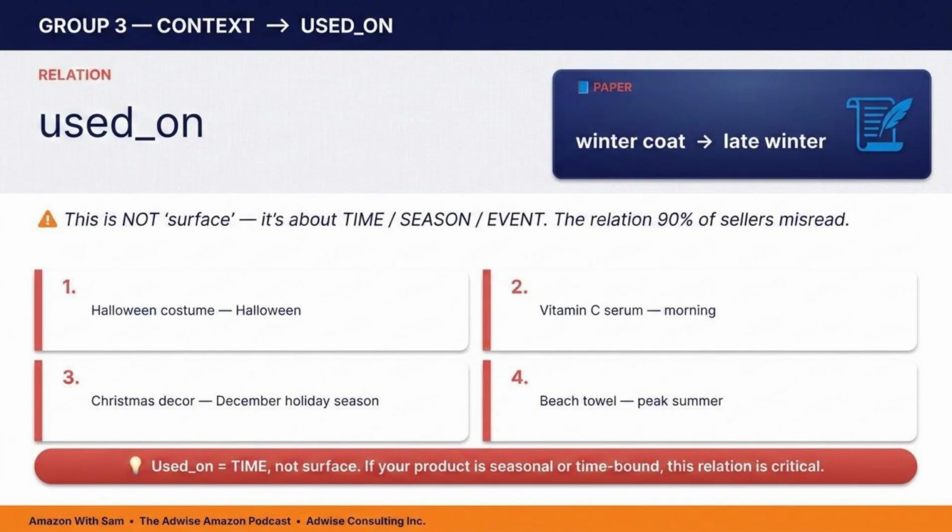Used on. Now pay attention here because this is the relation 90% of sellers get wrong. Used on is not about the surface your product touches, it's about the time or season or event it's used on. The paper's example: a winter coat is used on late winter, a Halloween costume is used on Halloween, a vitamin C serum is used on morning. If your product is seasonal, Christmas, back to school, summer, winter, this relation is critical. If it's time of day, morning, evening, overnight, same deal. Get this right and you unlock all the seasonal search clusters most listings miss entirely.